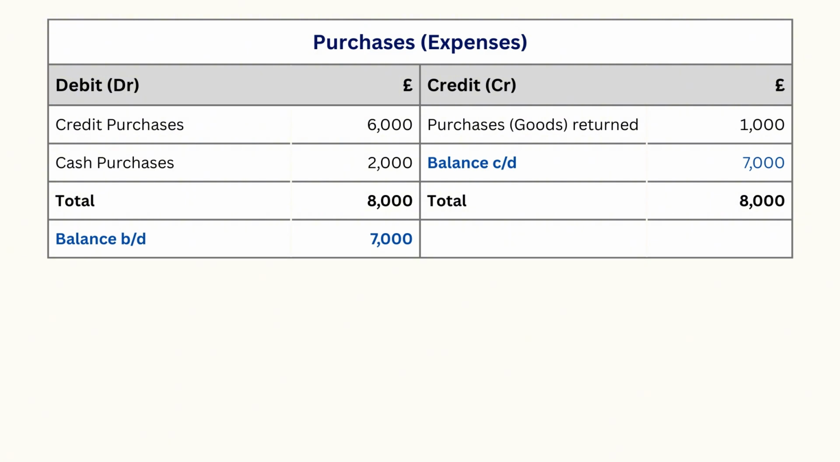Purchases is an expense account, so it carries a debit balance. We purchased goods on credit for £6,000 and also made cash purchases of £2,000, so both amounts go on the debit side. The only credit entry is the £1,000 of goods returned to the supplier. We balance the account by placing the difference. Brought down balance will appear in the trial balance.